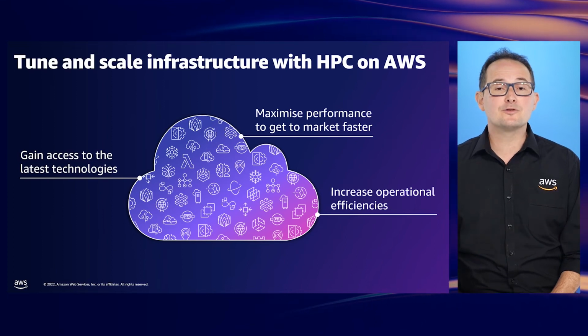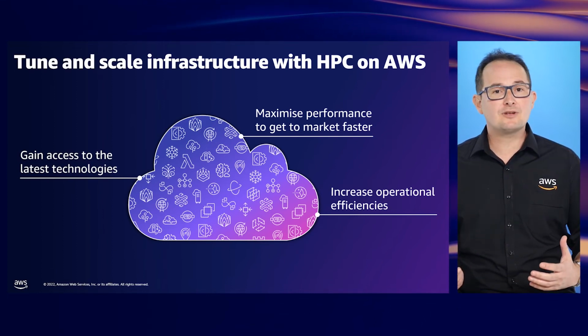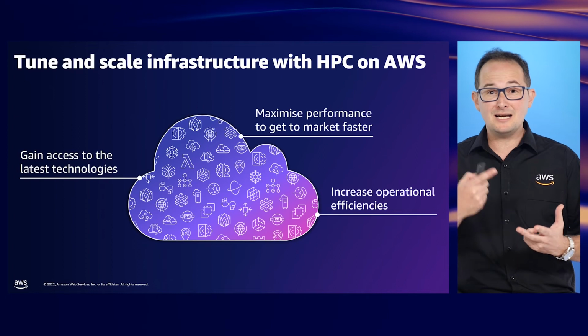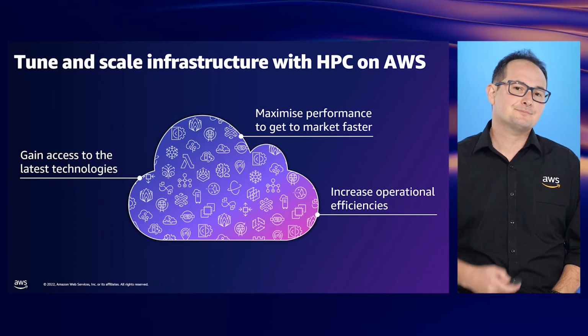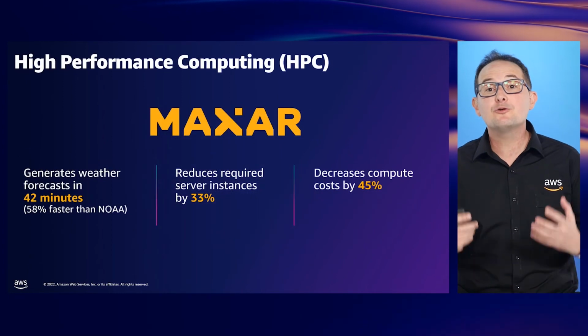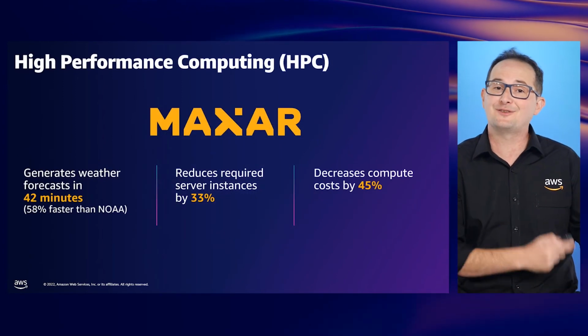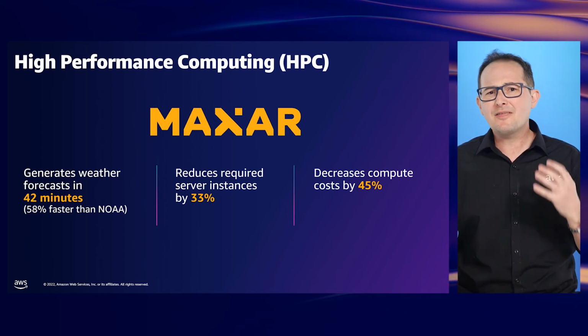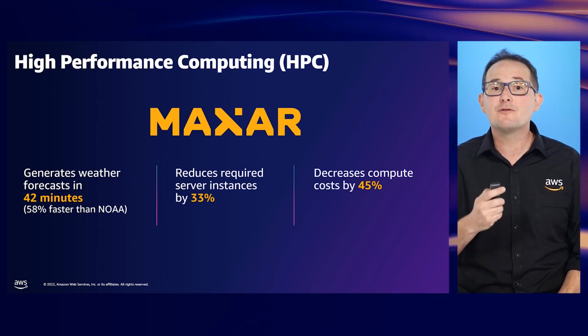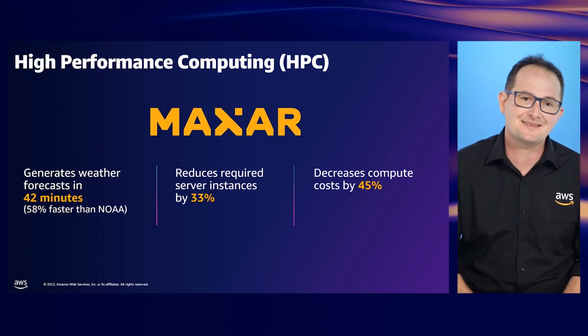AWS has some solutions for HPC. Those solutions can help you to optimize your compute, network, and storage. But I want to give you a clear example. And there is no better way to show you this than a customer success story. And I love this one from Maxar. One of the things Maxar does is generating weather forecasts using HPC on AWS.